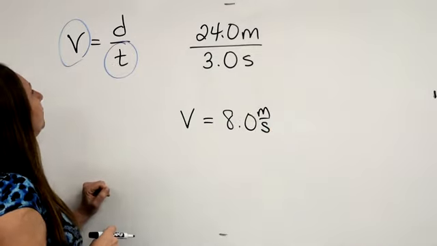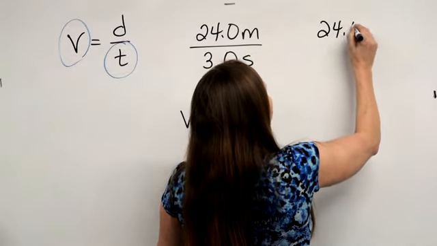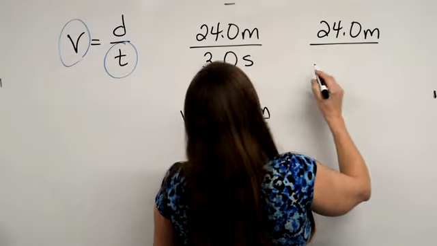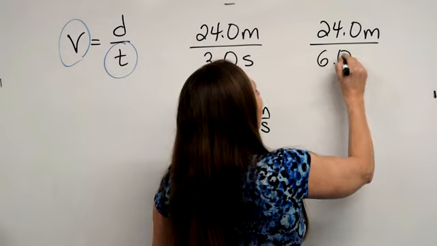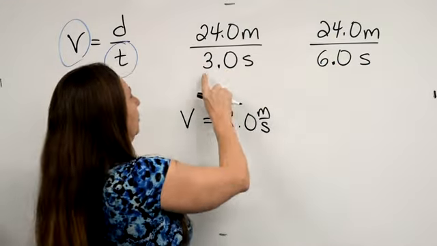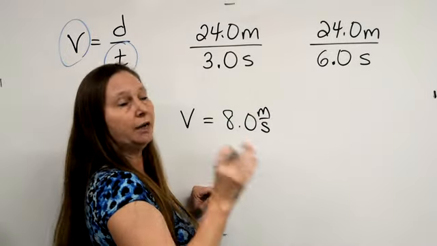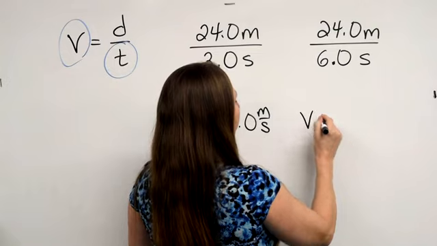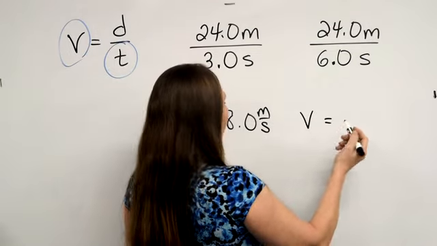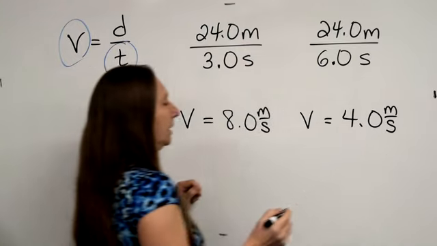Now, what if another person covers the same 24 meters, but it takes him more time. Takes him double the amount of time. So the amount of time is doubled, the amount of time is multiplied by 2. What is this person's speed? Well, 24 divided by 6 is 4 meters per second.